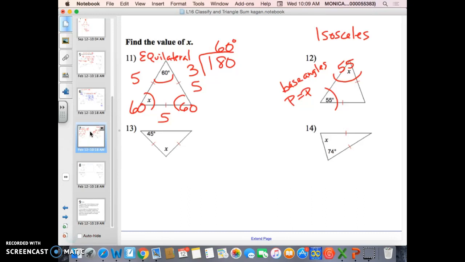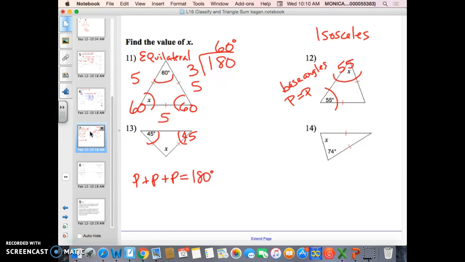Now be careful with number 13. This angle is congruent to this angle because those are my base angles. So this one's 45 degrees. So now when you think of it, you've got to do part plus part plus part equals 180 degrees. So be careful because sometimes they'll give you what we call a vertex angle, and sometimes they'll give you a base angle. And now at this point, you should be able to finish number 13.